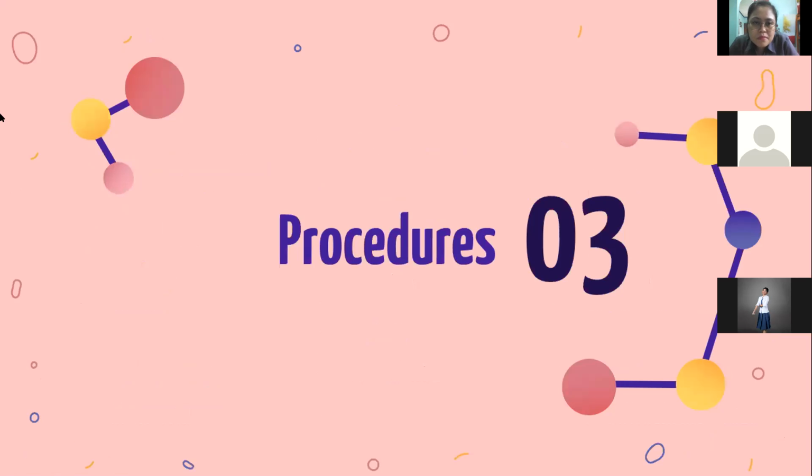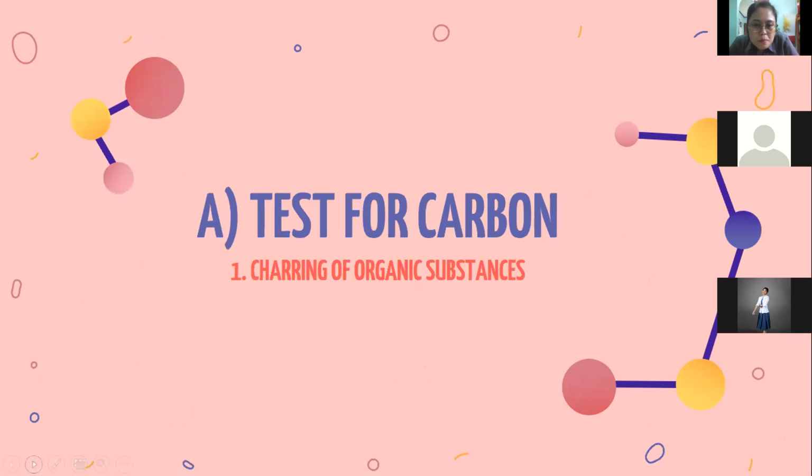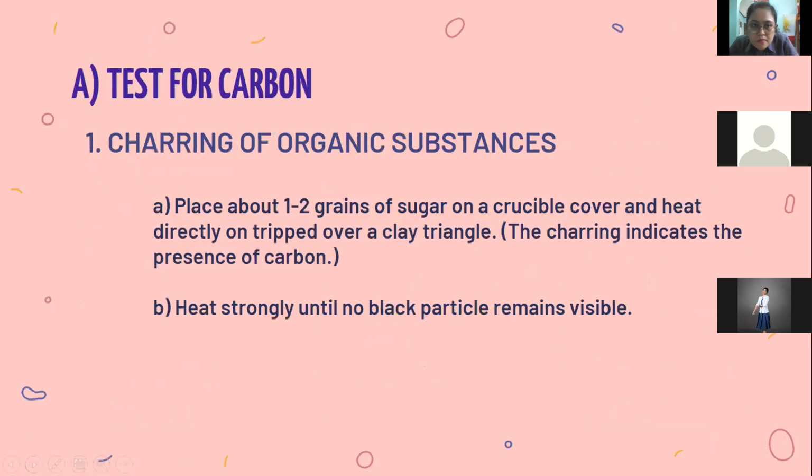Procedures. Test for carbon. Charring of organic substances. Place about 1 to 2 grains of sugar on a crucible cover and heat directly over a clay triangle. The charring indicates the presence of carbon. Next, heat strongly until no black particle remains visible.